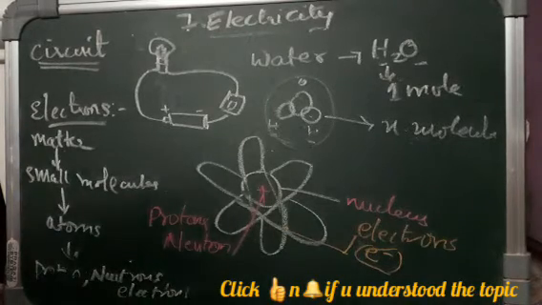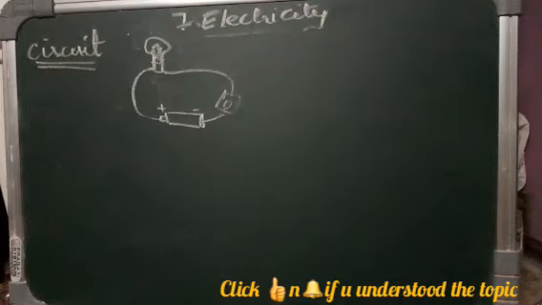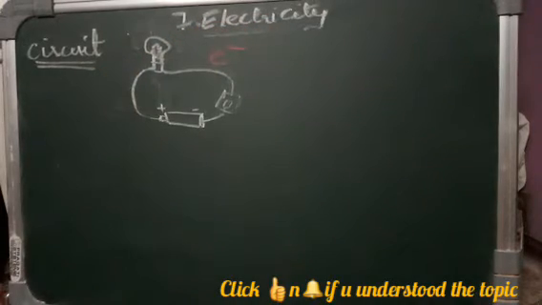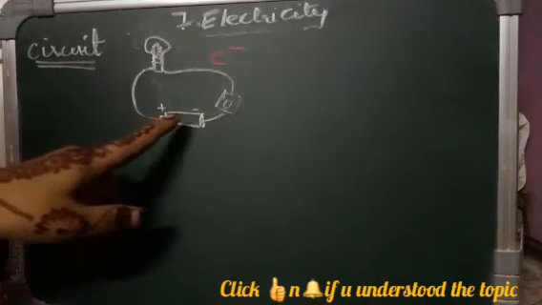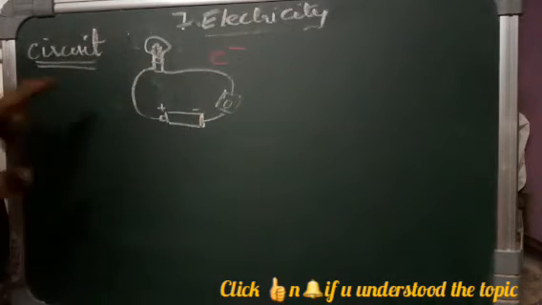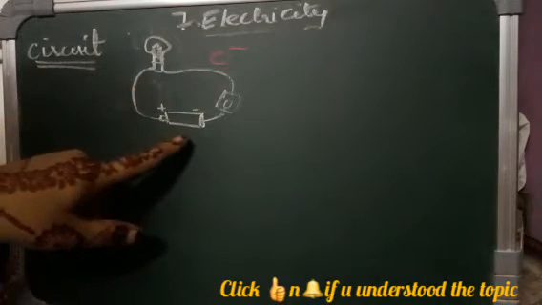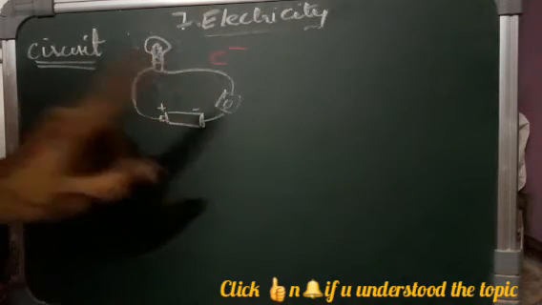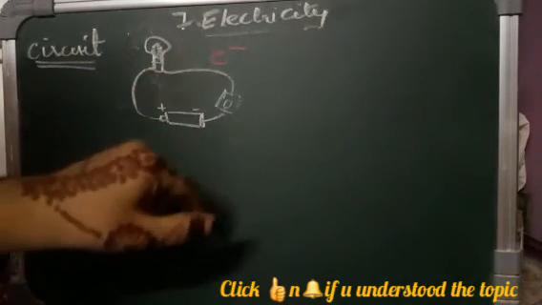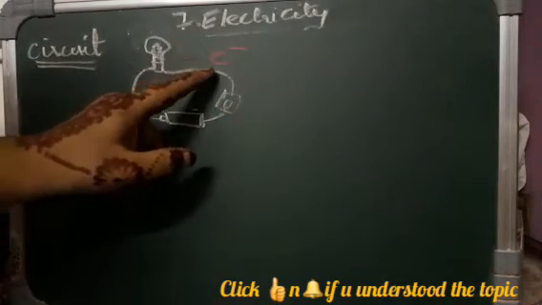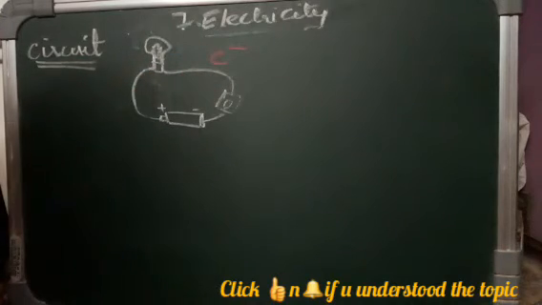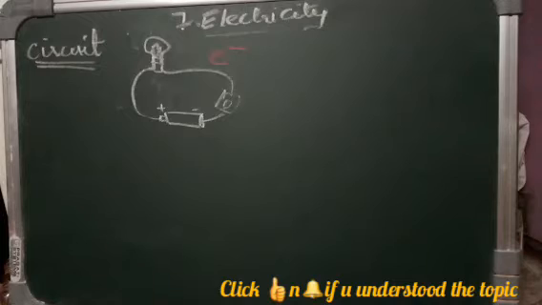So let us continue the topic. As we were saying, the electrons are responsible for the flow of current. Now we are connecting this switch, battery and bulb with copper wires. When you switch on, the electrons start moving and reach the bulb. When you switch off the button, immediately the electrons stop moving. So the flow of electrons is responsible for the current.